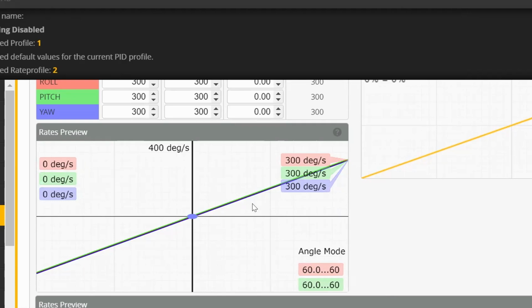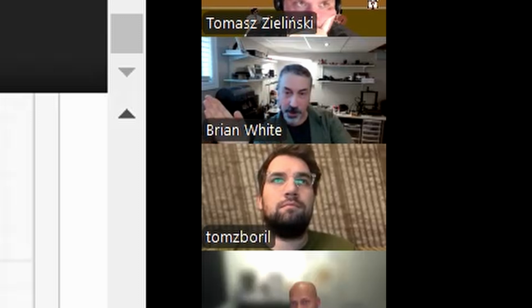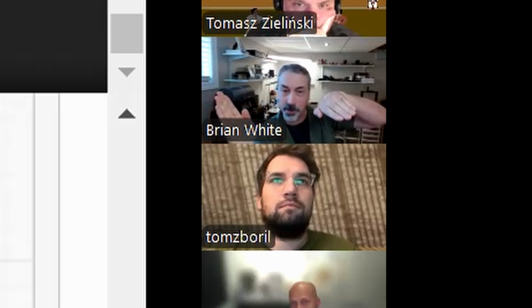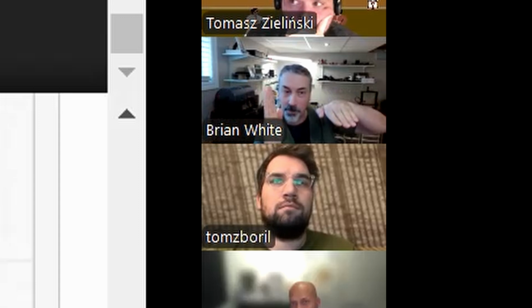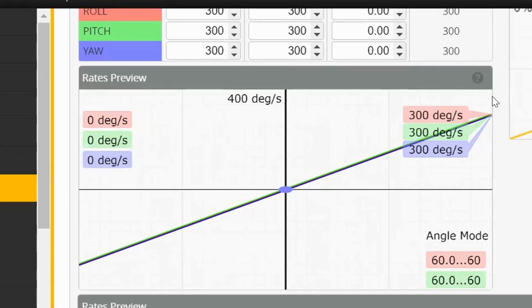Angle mode is, if you're at center, you're at level. If you put it all the way to the right, in this case, you're going to get the copter at 60 degrees. If you go halfway, you're going to be at 30 degrees. If you go a quarter of the way, you're going to be at 15 degrees. But that's only because we have a linear curve here.